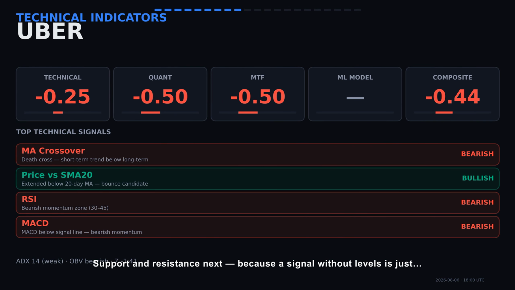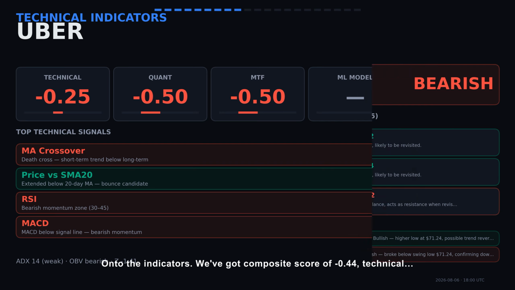On to the indicators. We've got composite score of 0.44, technical 0.25. Positive numbers lean bullish, negative numbers lean bearish. And what you're really looking for is agreement across multiple boxes, not just one indicator screaming. ADX is at 14. And that tells us we're in a weak trend regime. Important because some strategies only work when ADX is above 25. On-balance volume is bearish. That's a sneaky good way to spot whether the smart money is buying or selling underneath the price action.